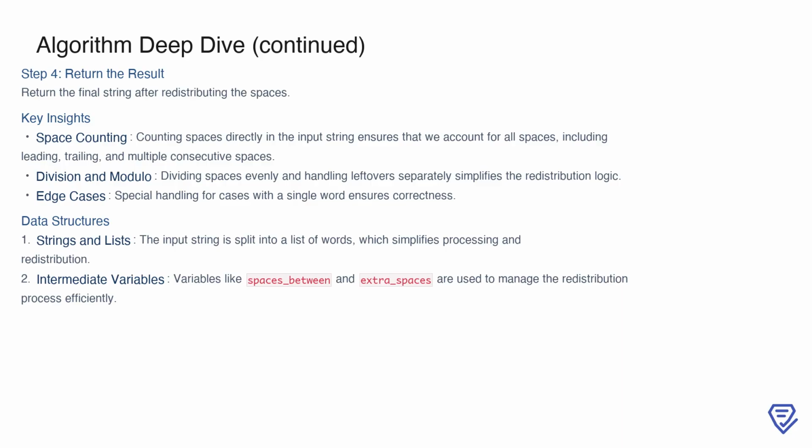Once the words are joined, we append the extra_spaces to the end of the string. For instance, if extra_spaces is 2, we simply add 2 spaces to the end, yielding "this   is   a   test  ". Finally, we return this fully constructed string as the result. This approach ensures that the spaces are redistributed correctly, and any extra spaces are handled seamlessly. By breaking the problem into these manageable steps, we can guarantee accuracy while keeping the implementation clean and efficient.